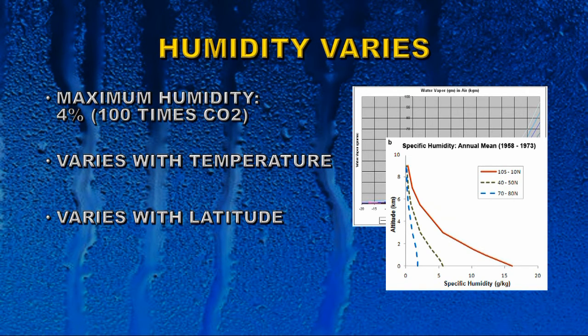It also varies with latitude. Near the equator, the humidity is about 3 times higher than at mid-latitudes and about 10 times higher than near the polar regions. And you can see in these plots that the humidity also drops with altitude quite rapidly. The average humidity at the surface is about 2%, or 50 times the concentration of carbon dioxide.